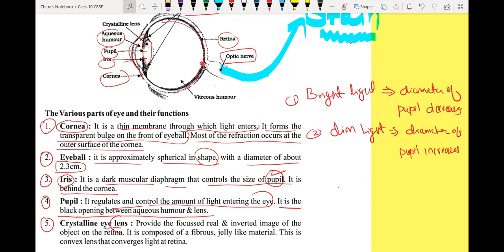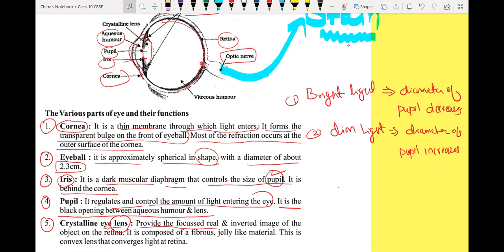Then we will discuss the lens. Lens provides the focus. The white part is the cornea. The cornea is the outer, thin, moist membrane that bulges out over the eyeball. Next, we are discussing the crystalline lens.